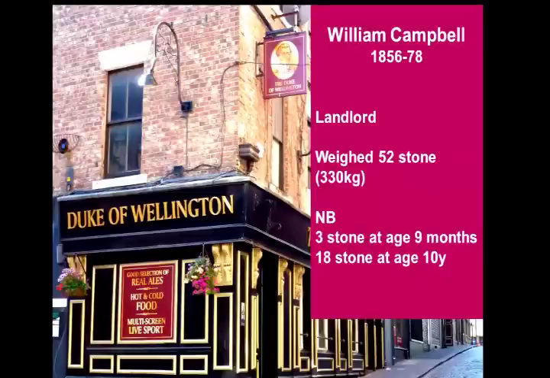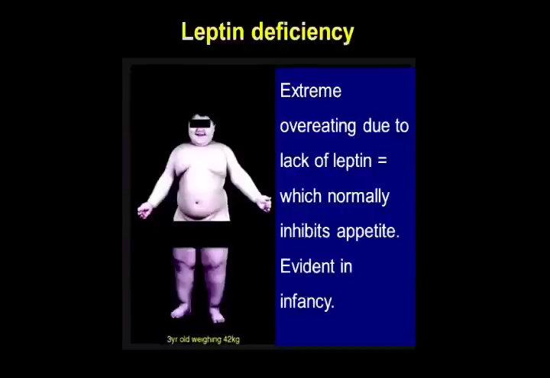Now, the point of telling you this story is to pull out the differences from this single gene disorder of appetite compared with the general population who have no such deficit. So he's likely to have had leptin deficiency. And these published pictures show quite nicely an infant, a person at the age of 3 weighing 42 kilograms. And you can see that this is due to lack of leptin, single gene disorder. Normally that inhibits appetite, and it's always evident in infancy.